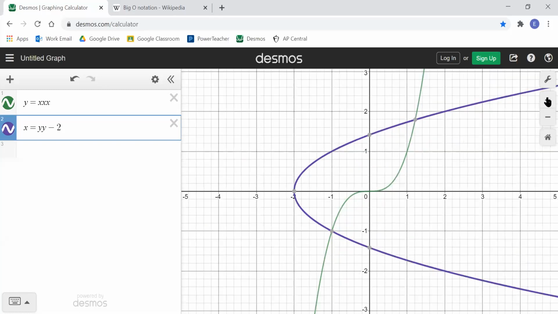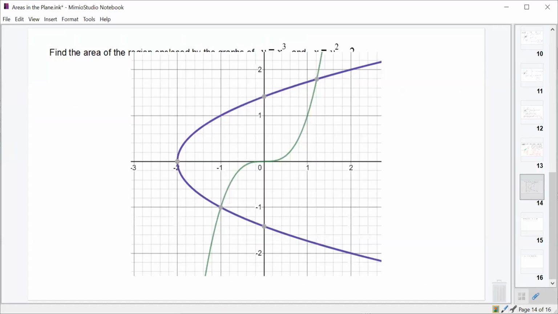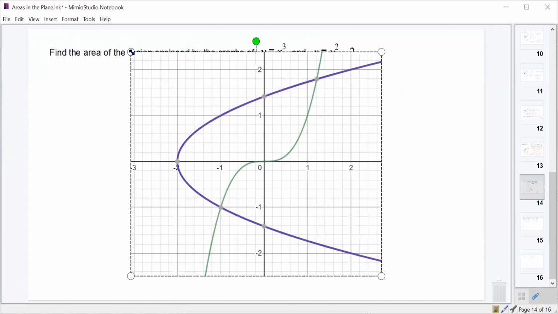And just zoom in on this a little bit. And in fact, what I'm going to do real quick is just so I can annotate on it, I'm going to put it over here into our document that we're working with.